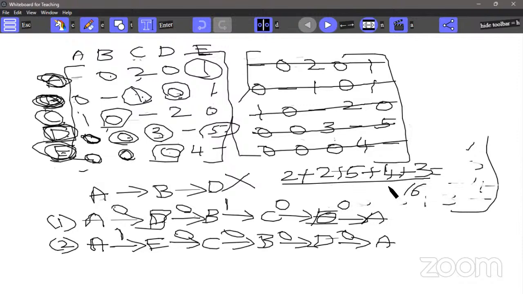Is the traveling salesman problem clear? Yes, madam. There is one more example given in your study material. You can also solve that. Give me just a minute.